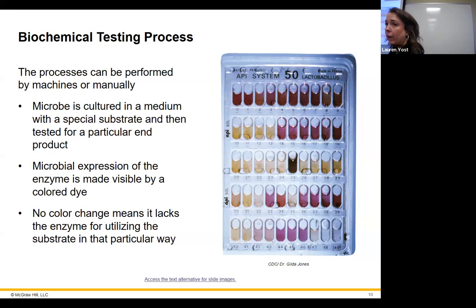All of those could be easily knocked out in one of these cards all at once, right? Very expensive, much more expensive than the way we do it, tube by tube. Even though we're using so much media, a whole tube's worth and just tiny little wells' worth of whatever's in there. That's just how it goes, guys, unfortunately.